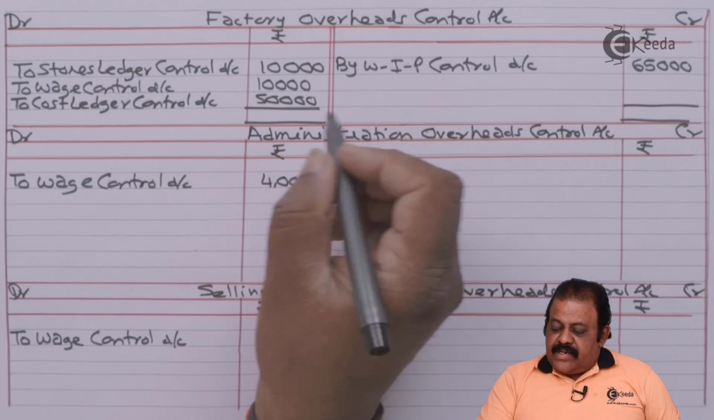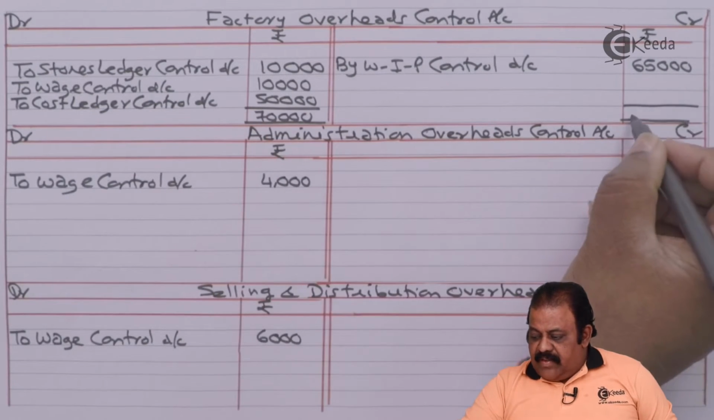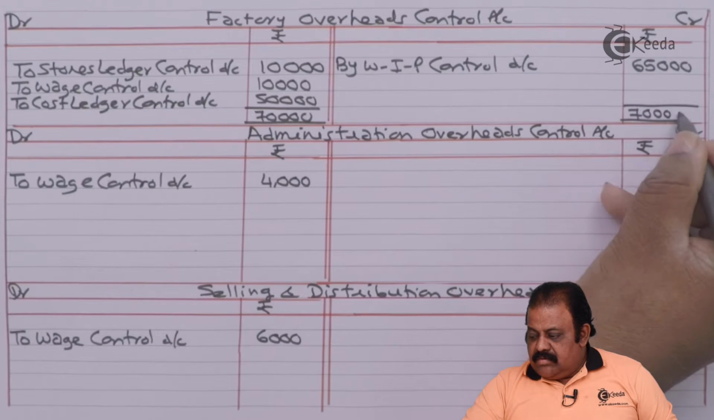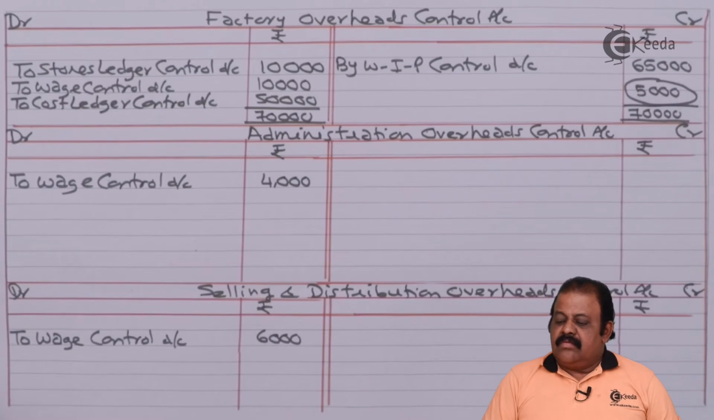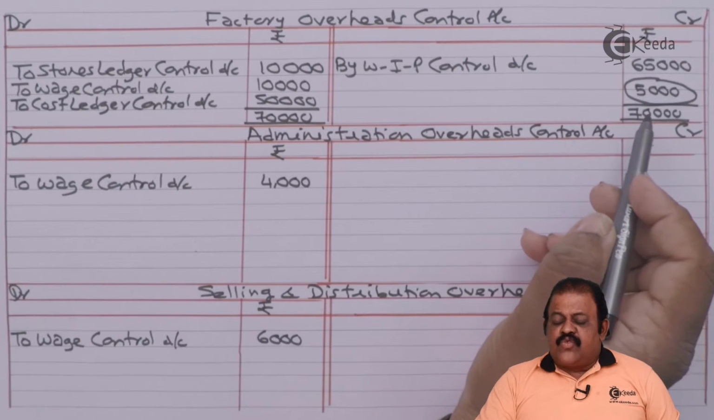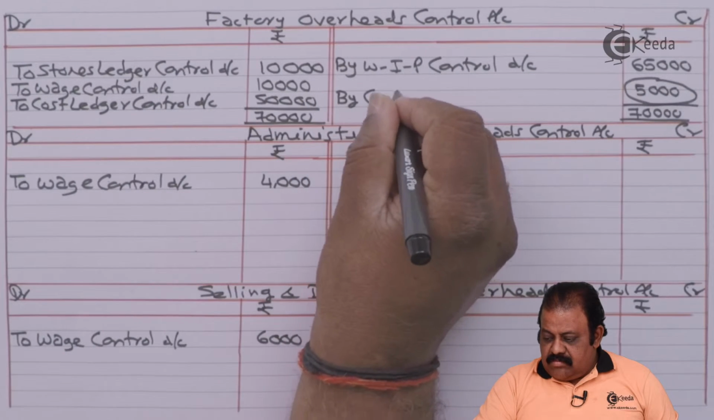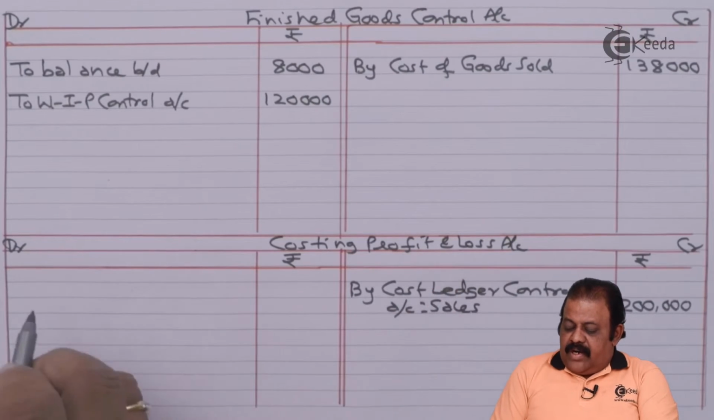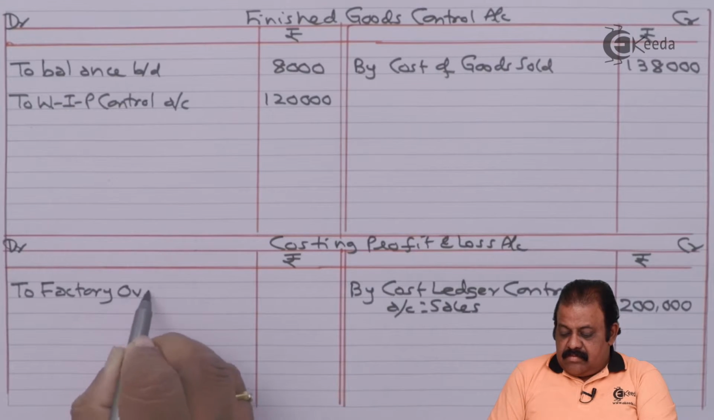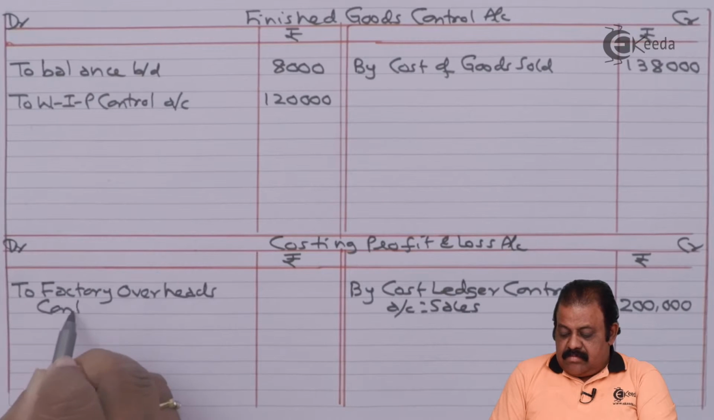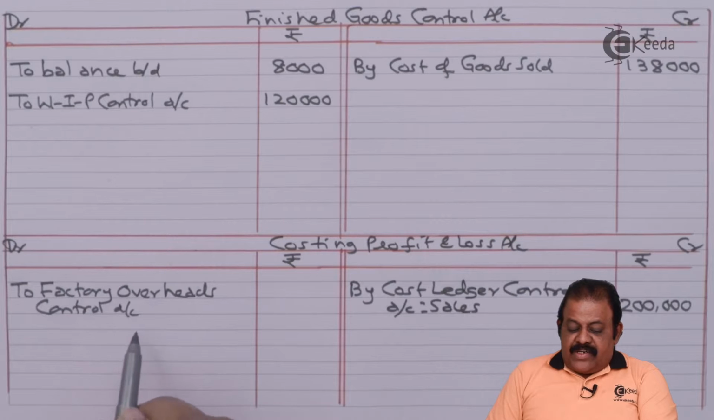50,000. Factory overheads control account, debit 70,000, credit 65,000, difference 5,000. This will be transferred to costing profit and loss account. Costing profit and loss account, debit to factory overheads control account.